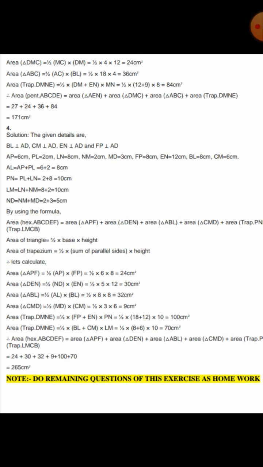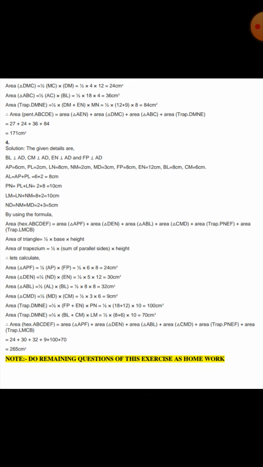It will be the answer. Now in question number 4 we have to find the area of hexagon ABCDEF in which BL perpendicular to AD, CM perpendicular to AD, EN perpendicular to AD and FP perpendicular to AD, such that AP equals 6 centimeter, PL equals 2 centimeter, LN equals 8 centimeter, NM equals 2 centimeter, MD equals 3 centimeter, FP equals 8 centimeter, EN equals 12 centimeter, BL equals 8 centimeter and CM equals 6 centimeter. You can see the figure in the book.